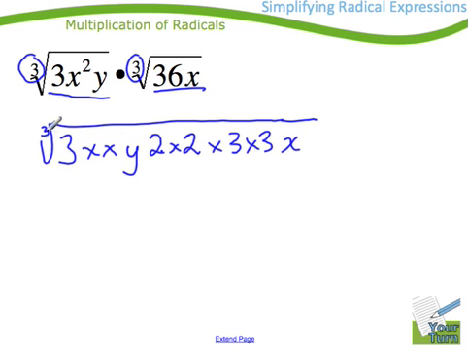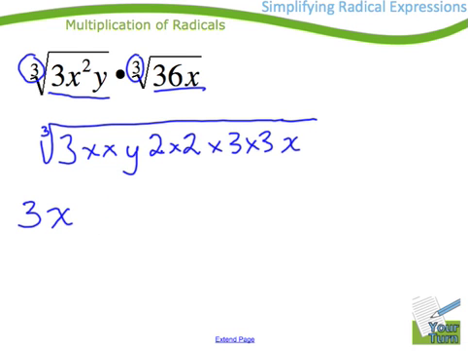Okay, it's a cube root, so I need 3 things to get 1 out. There's a 3, oh, there's 3 3's. I can bring 1 3 out. 1, 2, there's 3 x's. I can bring 1 x out. Any other things that I have 3 in there?